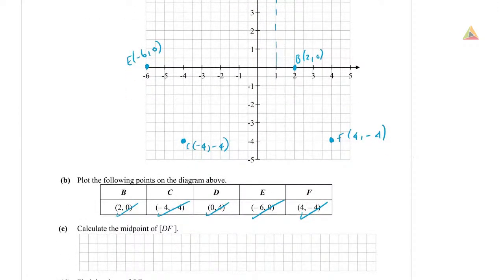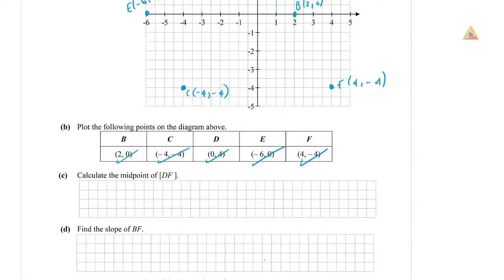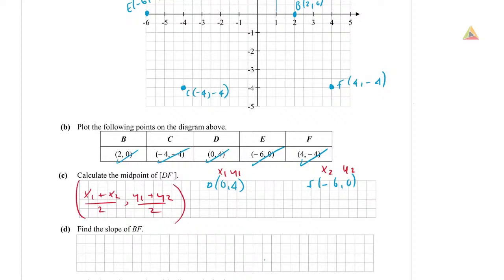Calculate the midpoint of DF. So we need the 2 points. So D is the point 0, 4, and F is the point minus 6 and 0. So I'm going to label these x1, y1, and x2, y2. Now the formula you need for midpoint is x1 plus x2 over 2, comma, y1 plus y2 over 2. So we're just putting in the values. So x1 is 0 plus x2 is minus 6.